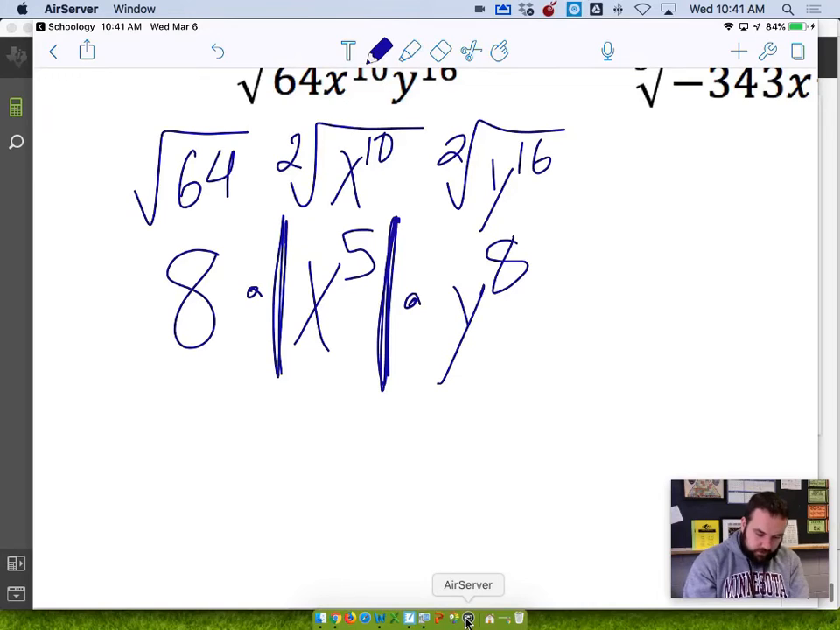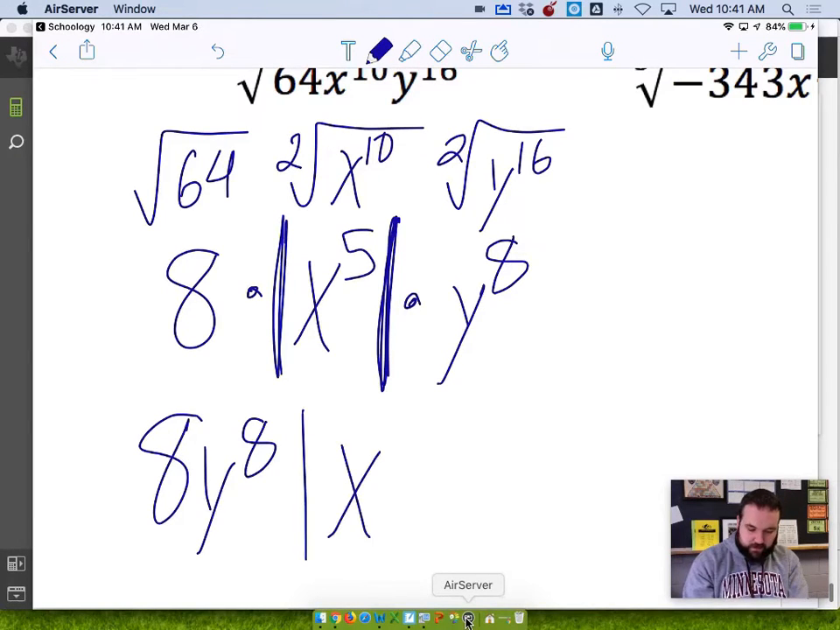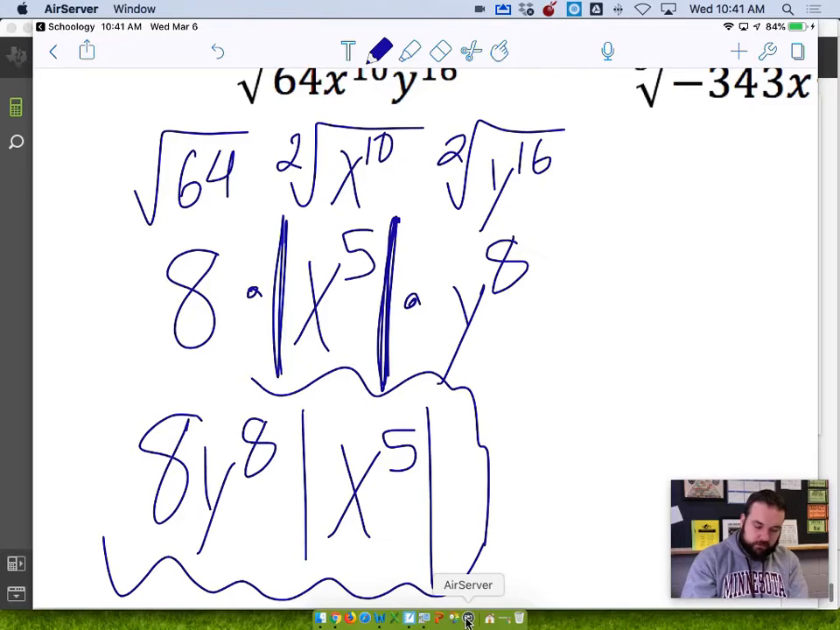Again, if you want to group together the stuff that's not in the absolute value and then put the absolute value at the end, that's fine. This is how I'm normally going to write it, but just a heads up. That is how you would write your final answer, your final simplification for that.